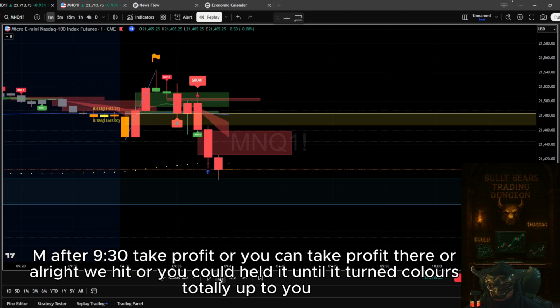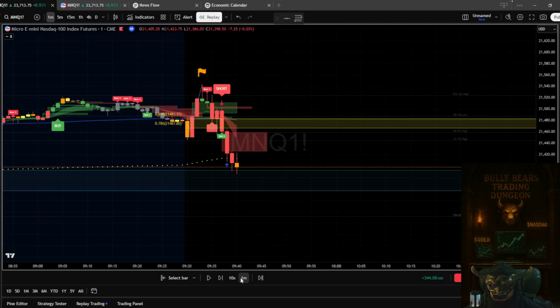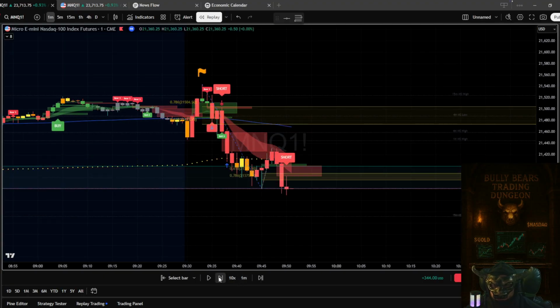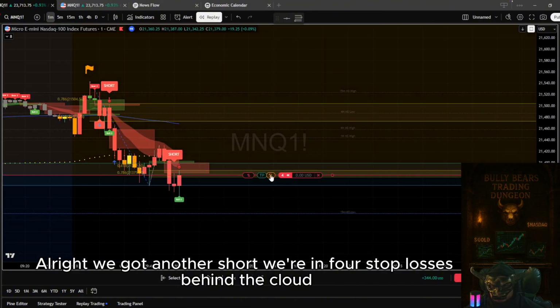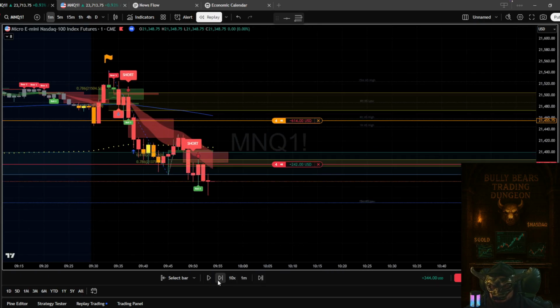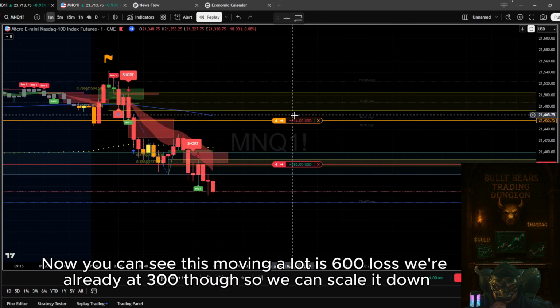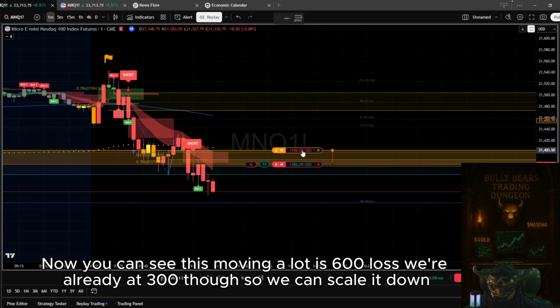All right, we hit. Or you could have held it until it turned colors. Totally up to you. All right, we got another short. We're in 4. Stop loss is behind the cloud. Now you can see this is moving a lot. It's $600 loss. We're already up 300 though, so we can scale it down.